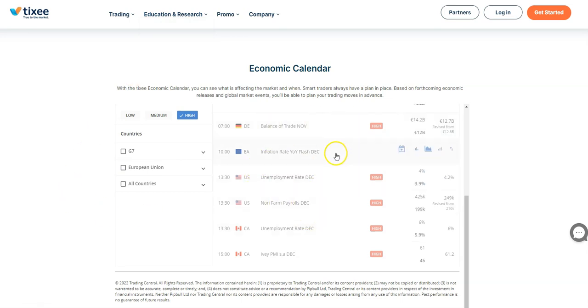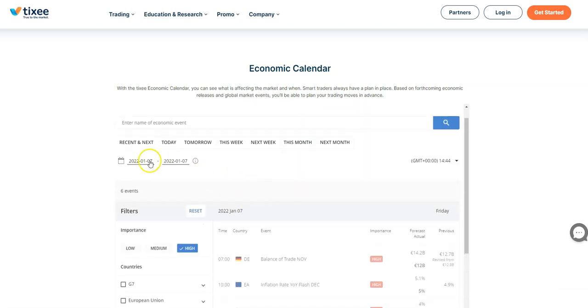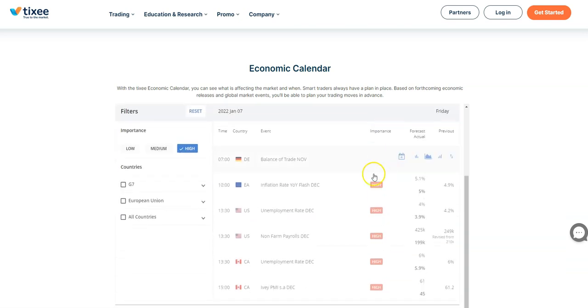What I like to do is filter by the high impact events, because these are the ones that are going to be causing the most volatility in the market. So it's good to have those in your view. Now, I've already filtered this for last Friday, which was the 7th of January. The time is set to the London time zone, so it's GMT +0. And if we look here, you can see the non-farm payroll report for the month of December.